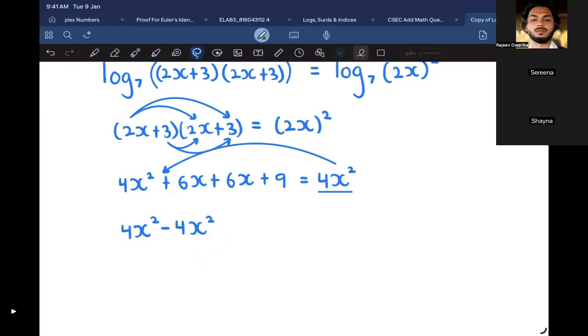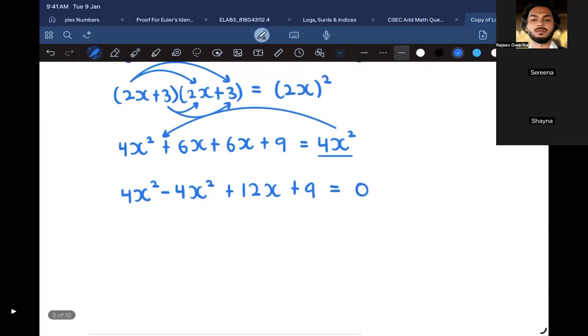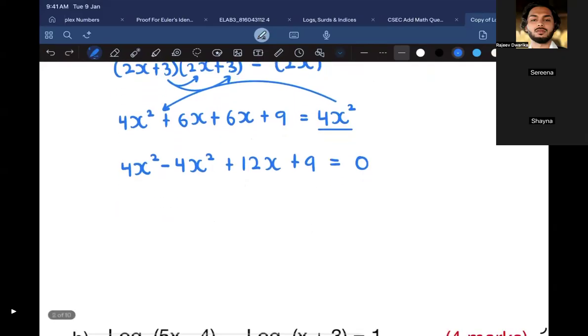And then we have 6x plus 6x. What is 6x plus 6x? Positive 12x. Plus 9. And we moved across everything that was on the right-hand side. That's going to be equal to what? 0. What is 4x squared minus 4x squared? 0. Nice. So what's the only thing we remain with? The left-hand side. 12x plus 9.